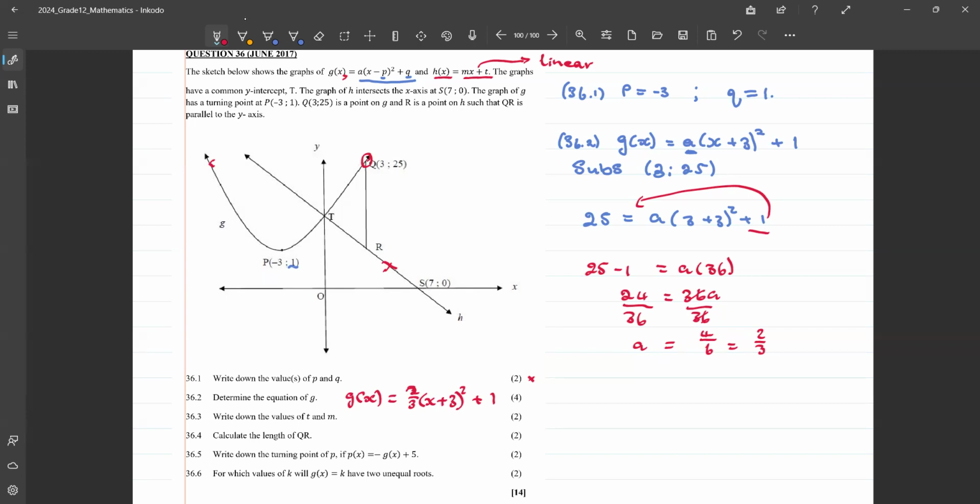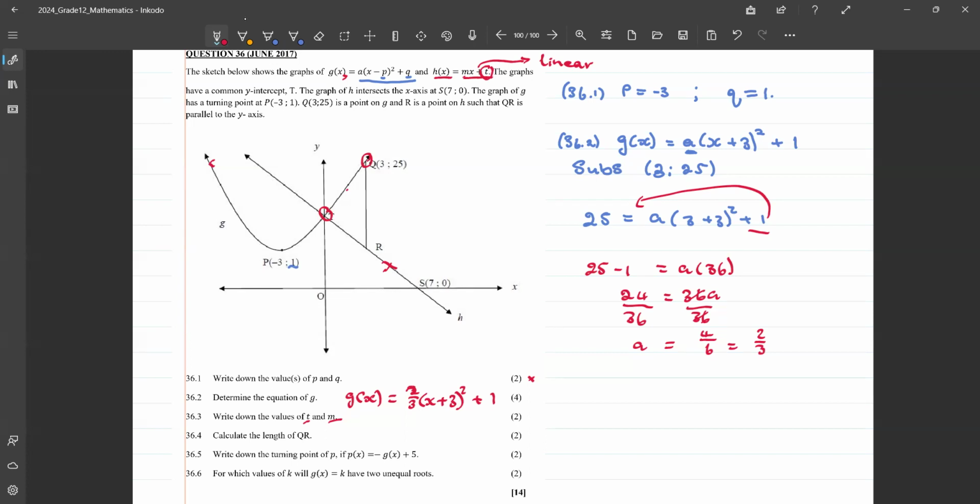Write down the values of t and m. First, we need to understand what the value of t is. The t that we have here in our linear equation is the y-intercept, and the value of m is the gradient. The beautiful thing about this graph is that we must remember that g of x and h of x share the same y-intercept.